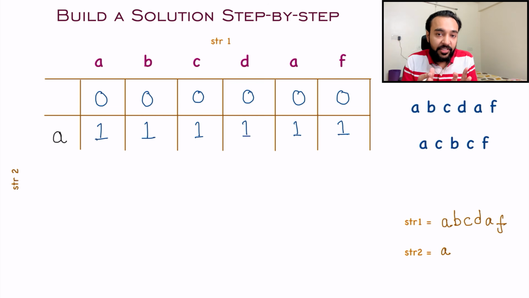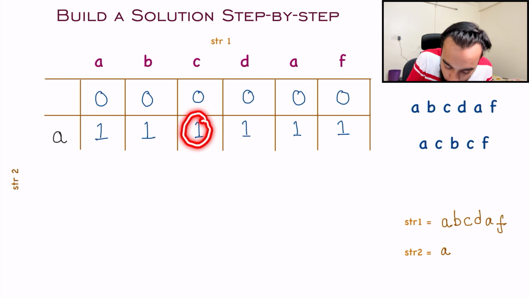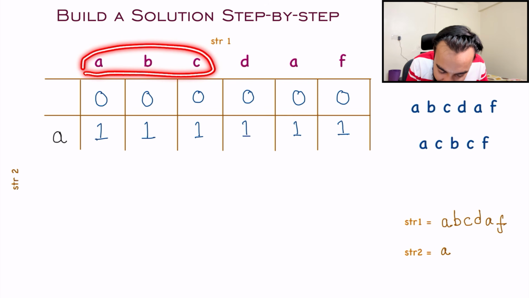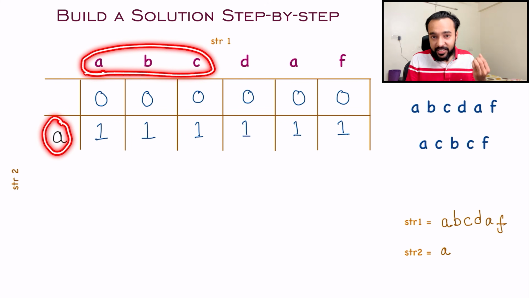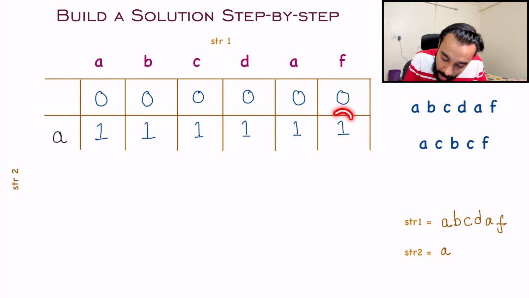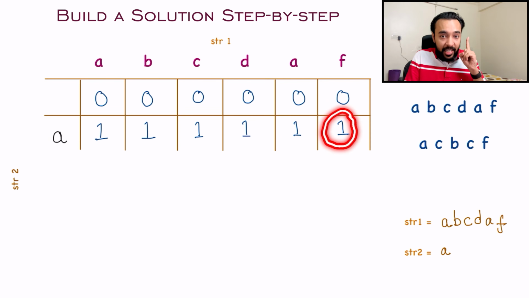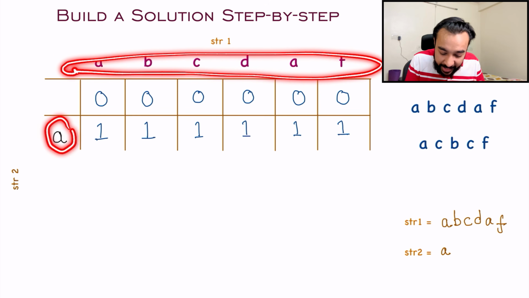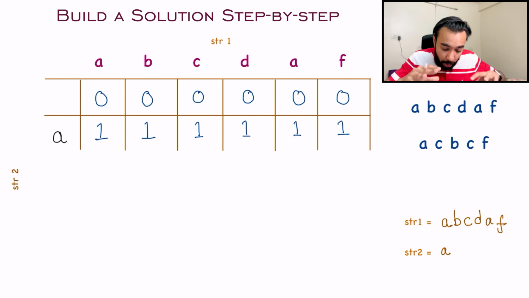And just notice, what is this array trying to tell you at each and every point of time? For example, this element is telling you that the longest possible subsequence will be 1 when you have string 1 as ABC and string 2 as A. Once again, the longest possible subsequence will have a length 1 when your string 1 is A, B, C, D, A, F and your second string is just A. So this is how we are building our solution.